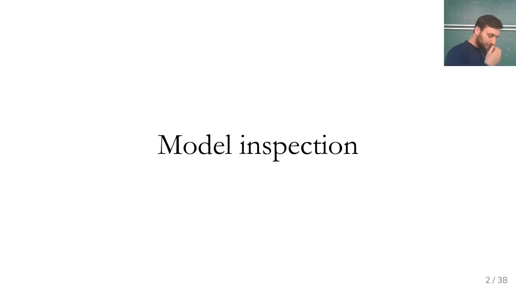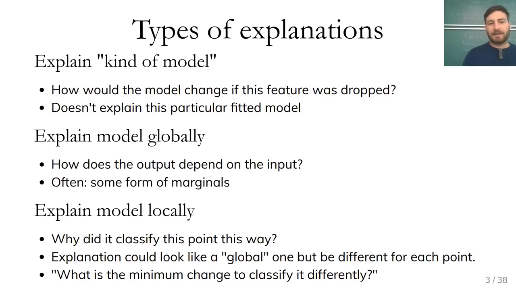There are two kinds of model inspection, in a sense. One is building a model that's interpretable from the start, like a small tree or a small linear model. We talked about this a little bit, but mostly in the model inspection part we talked about post-hoc explanation. Post-hoc means I already built my model, it's a complex model, and now I ask how I can understand better what's happening inside the model.